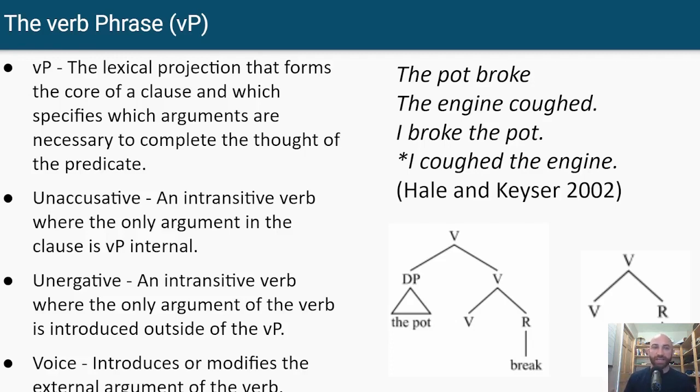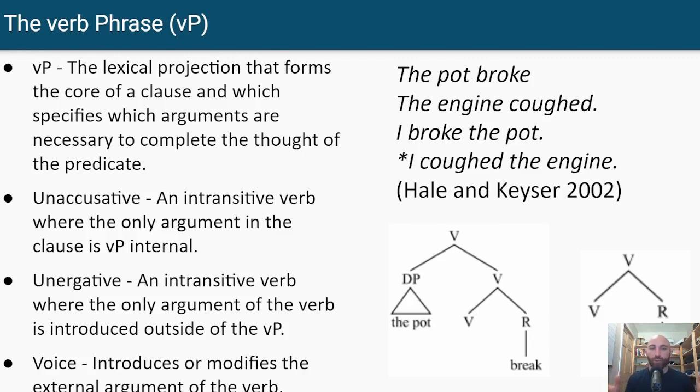And their theory is that there's something about the lexical item break that is structurally different than the lexical item cough, even though when you look on the surface, both intransitive examples look identical, right? The pot broke, the engine coughed, both intransitive sentences, both one argument. But the fact that you can alternate the pot broke with I broke the pot, and you can't alternate the engine coughed with I coughed the engine, shows that structurally they're different.